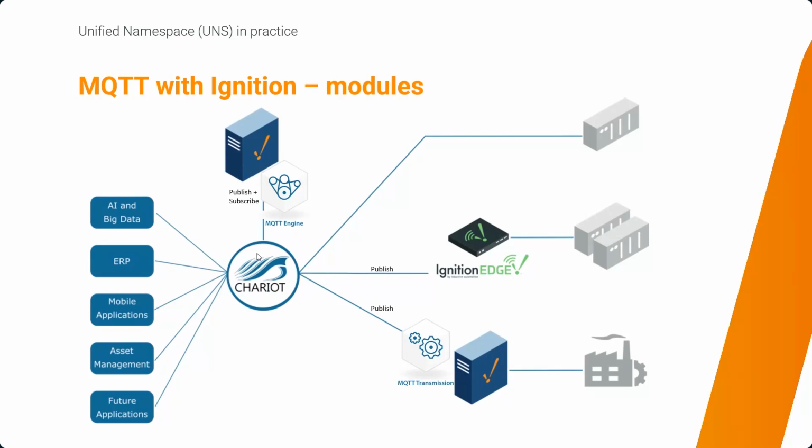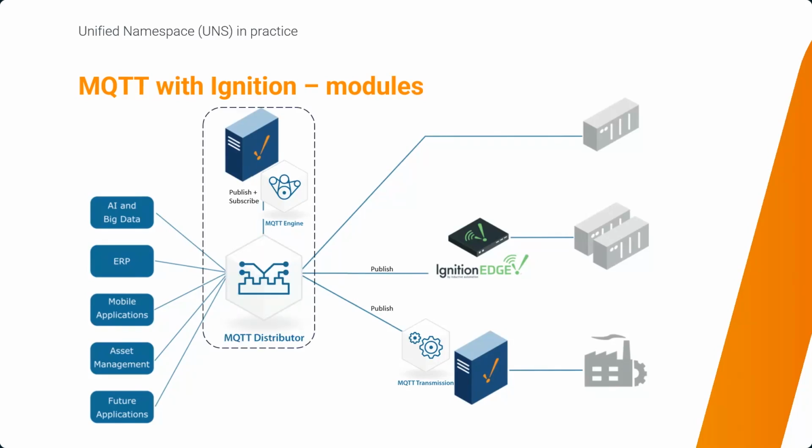And on the central location, we could, for instance, use the Chariot MQTT server. The Chariot MQTT server is a standalone MQTT server that connects really well with Ignition. We could also use the MQTT Distributor module, which means that this distributor is a part of the central Ignition server. So in this case, we have 3 servers. One is the central Ignition server over here. We have an Ignition Edge, which is an Ignition server, and we have, in this case, a side server here.